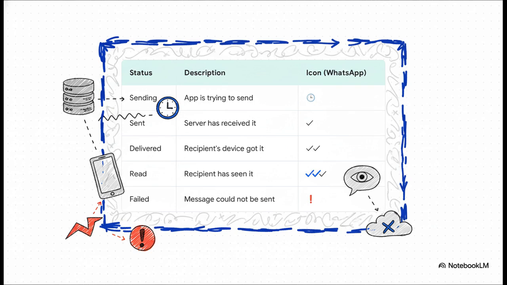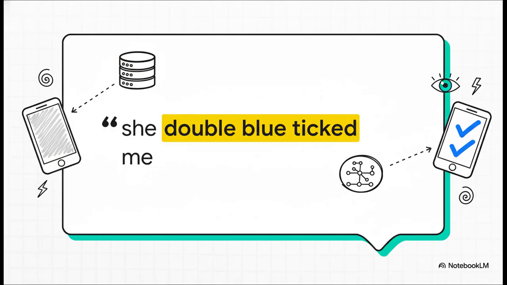And that red exclamation mark, well, that means something went wrong along the way. And this just perfectly shows how deep this technical process has gotten into our culture, right? We've all said this or heard someone say it, but now you know exactly what it means. The server confirmed your friend's app got the message, and then their app turned around and told the server, hey, just so you know, the user looked at this.